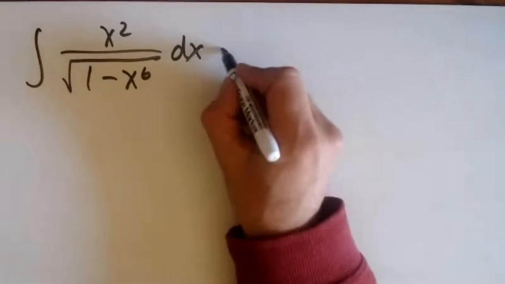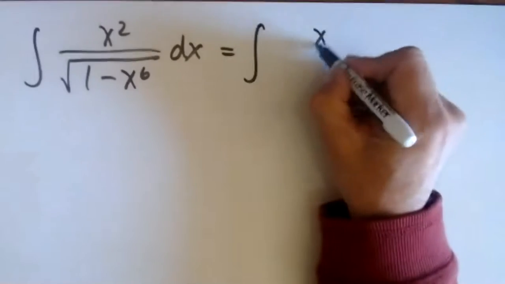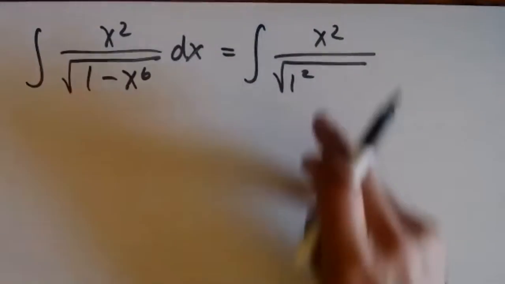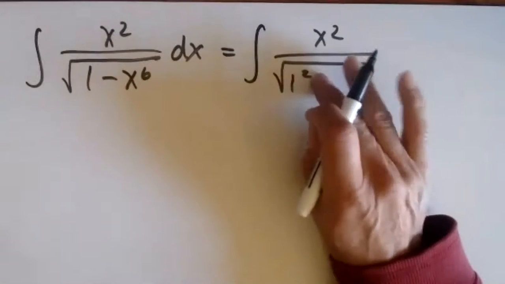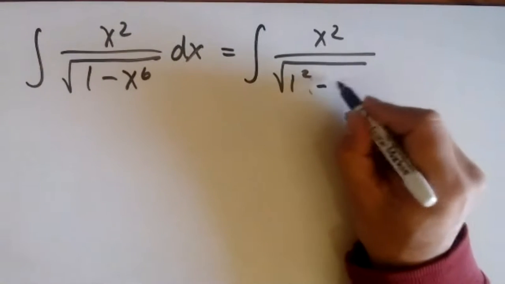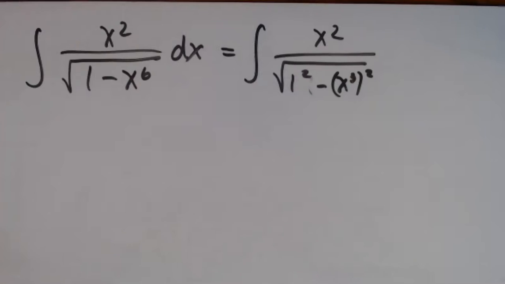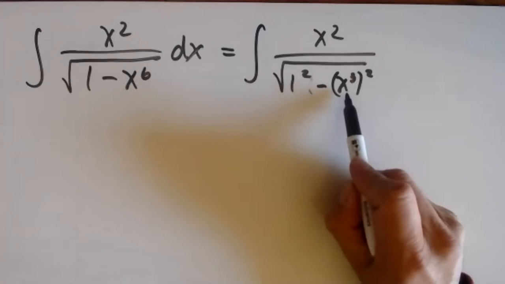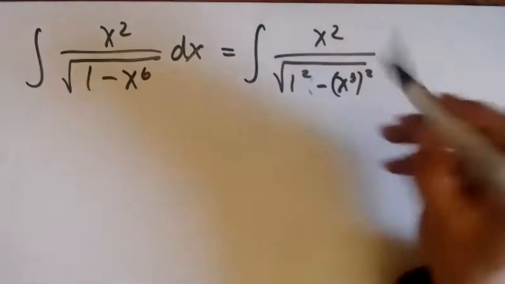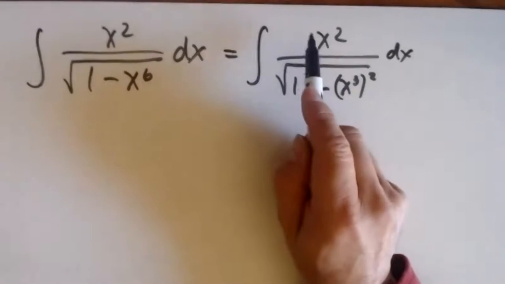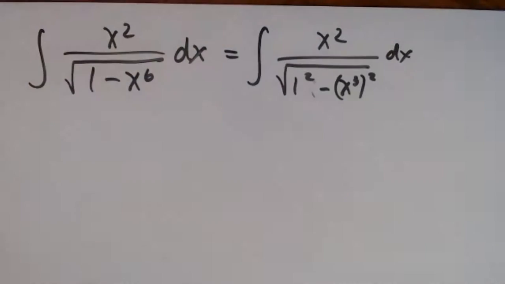squares. So the integral of x squared over the square root of 1 squared, well, 1 is 1 squared, minus, okay, x to the 6 is x cubed squared. Now, what is the derivative of x cubed? 3x squared. Here is the x squared, correct? So the only thing you need is a 3 that you can put in and take out, and then you solve the integral. You see? Algebra again in action.